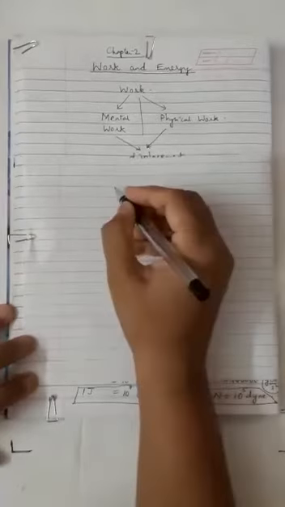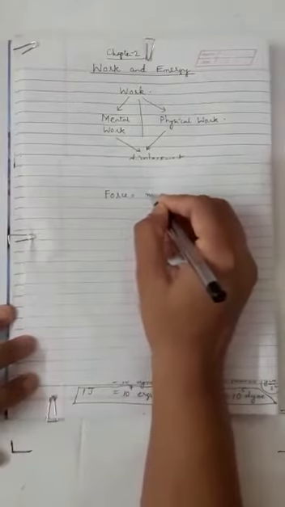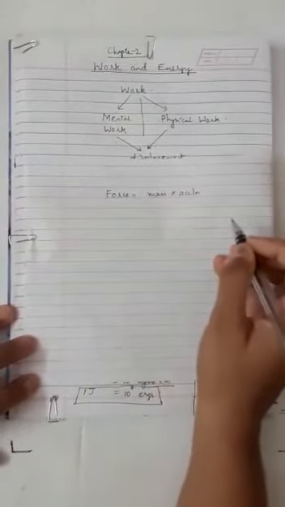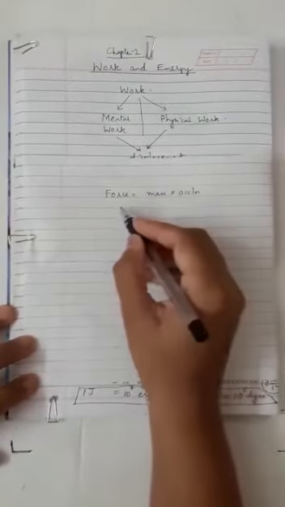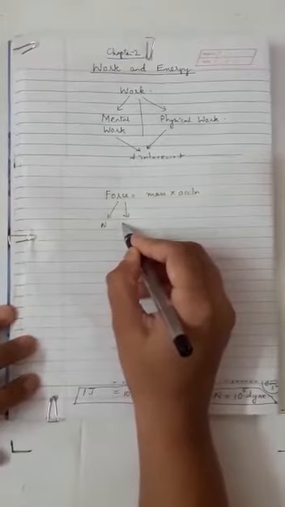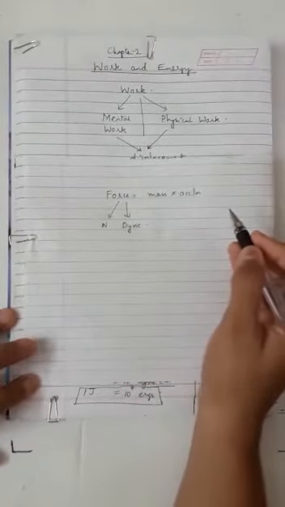Now, let us continue with force. Children, what is force? Force is a product of mass into acceleration. And we have already studied the units of force. The units of force are newton and dyne.